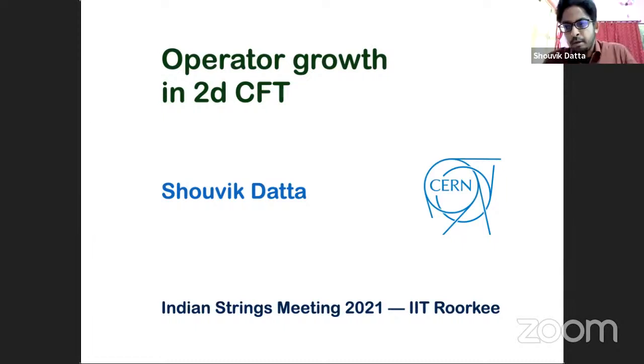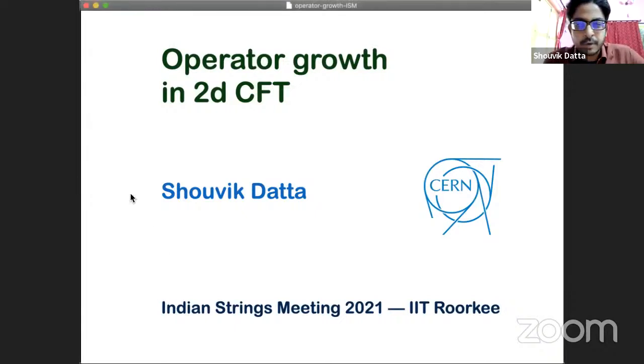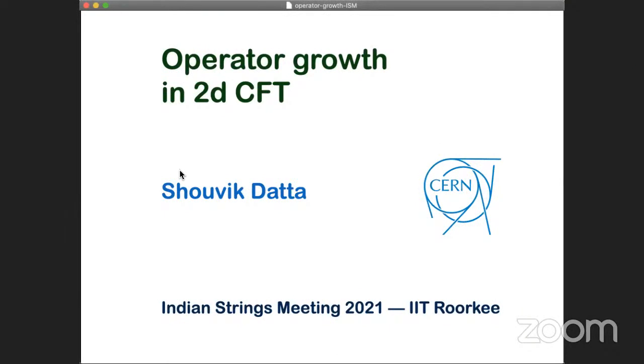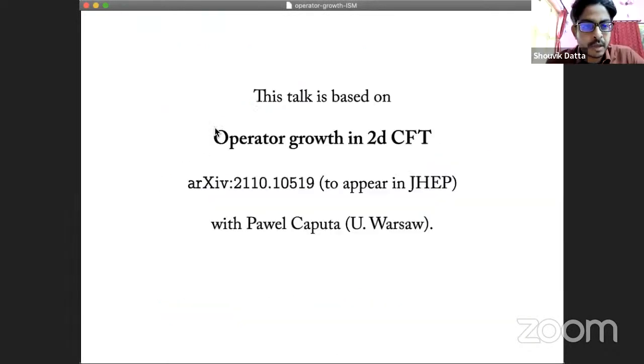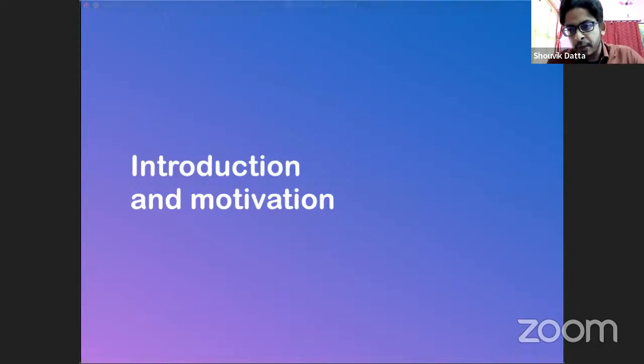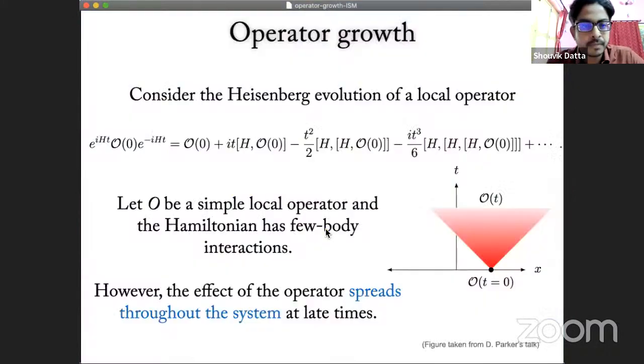Thank you to the organizers for giving me this opportunity to present my work here. So I'll be talking about operator growth in 2-dimensional conformal field theories, and this talk is going to be based on a paper which appeared recently with the same title, and it was done with collaborators from the University of Warsaw. Okay, so let me begin with some introductory and motivational remarks.